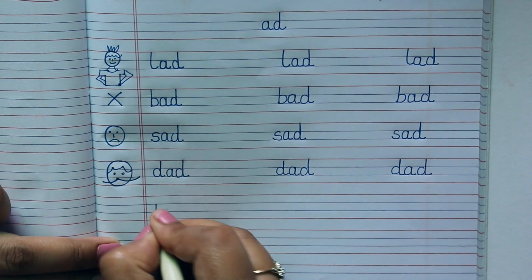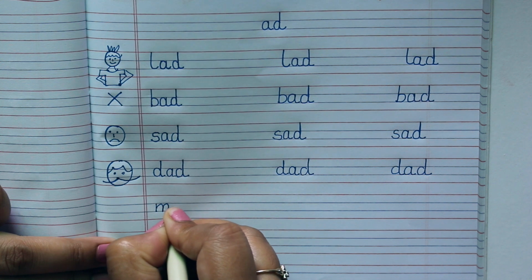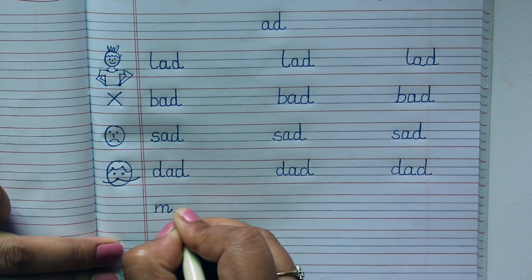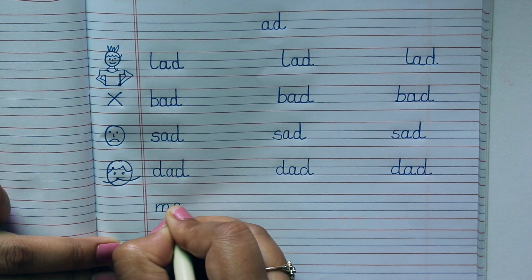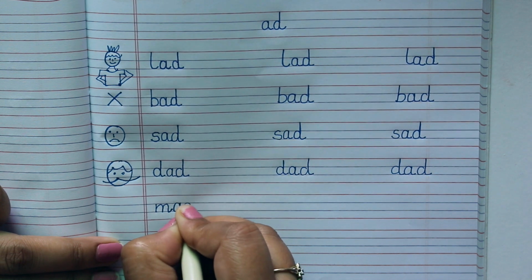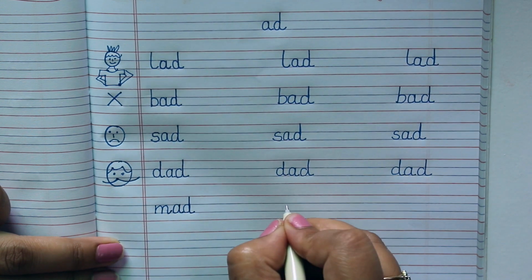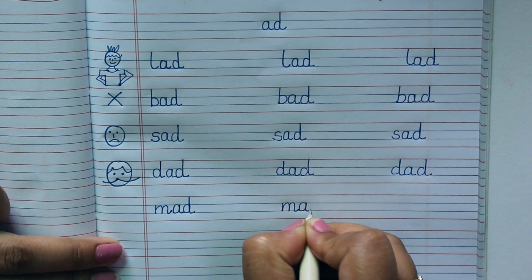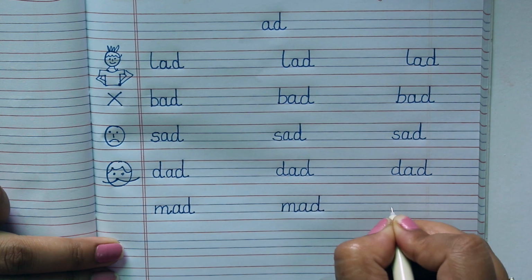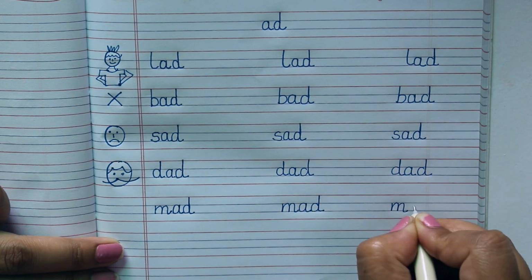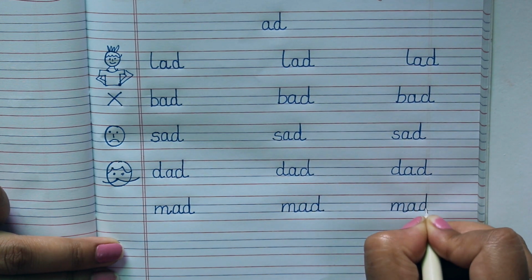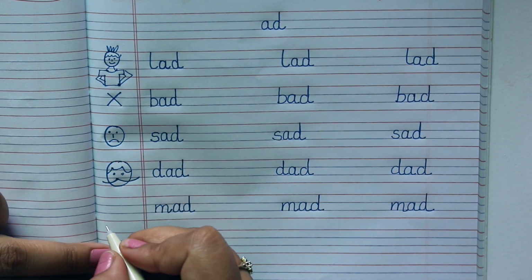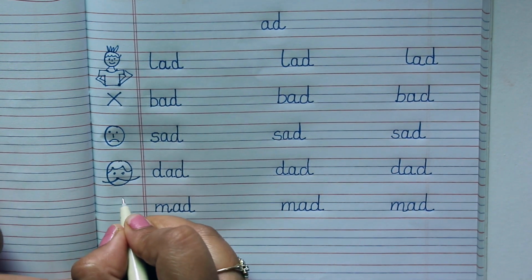Next is M. M having a tail. We will join M tail with add sound like this. Add. This becomes mad. Again repeat after me. M, add, mad. M, add, mad. Mad means pagal.